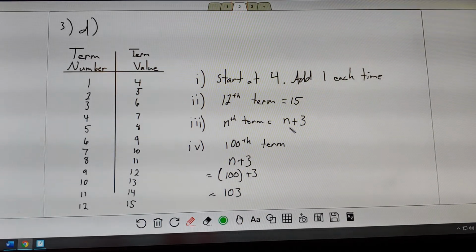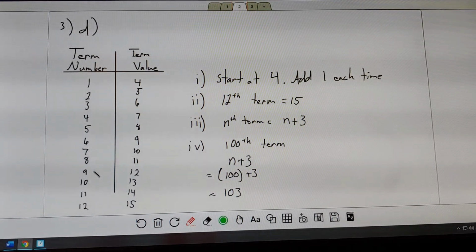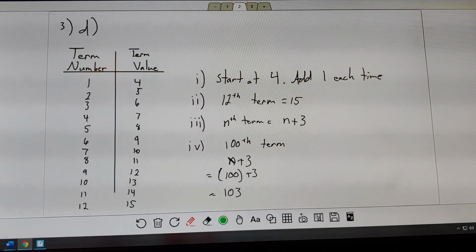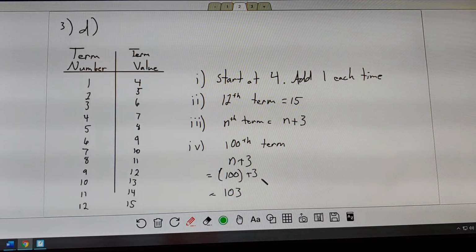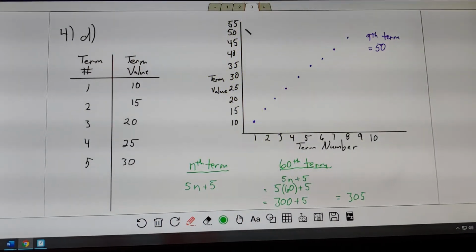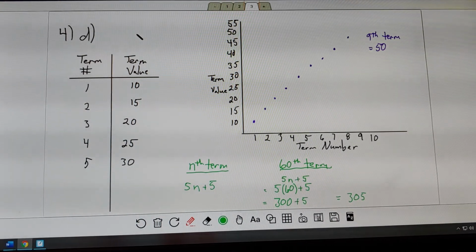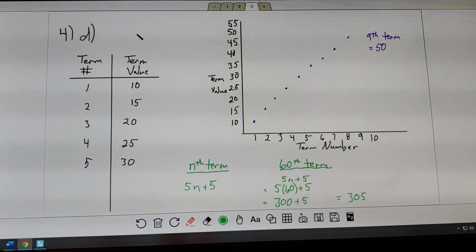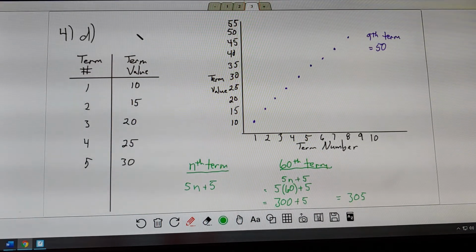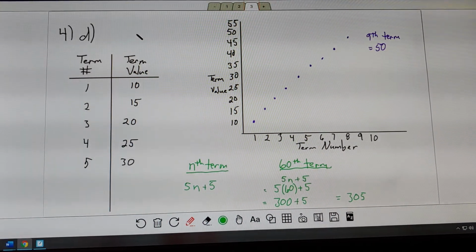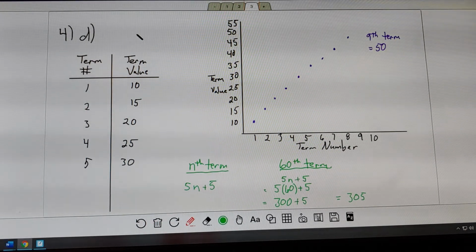Then they asked us to use the nth term to figure out what the 100th one would be. We certainly wouldn't want to keep going all the way up to 100 in a term number, term value chart. So we take the nth term, n plus 3, substitute 100 in for n, and then add 3 to it to give us 103. Then on to number 4. Again, you need to send me a picture of what you did for 4C, please. That is going to be your assessment focus for this. It also gives me a very good snapshot of whether you are getting what's going on with this.